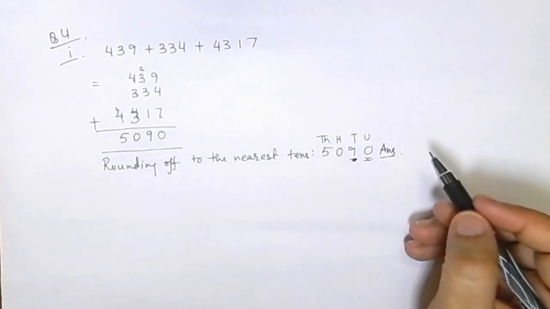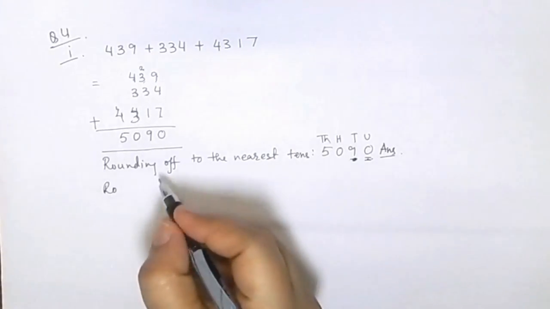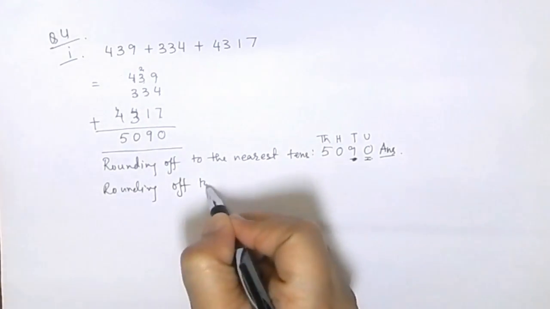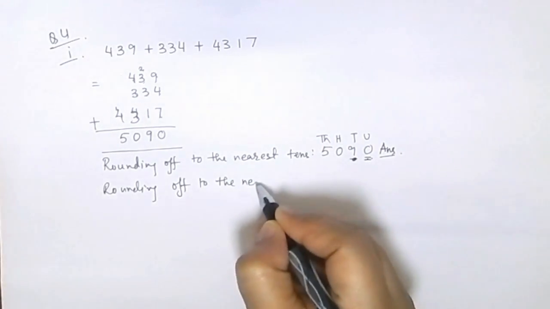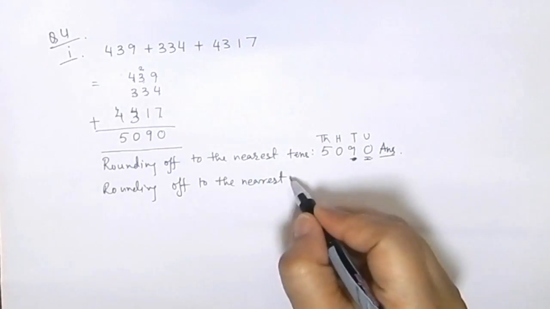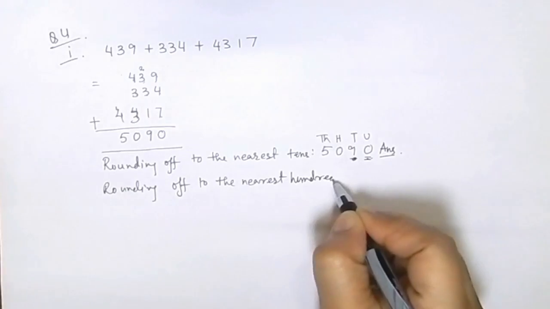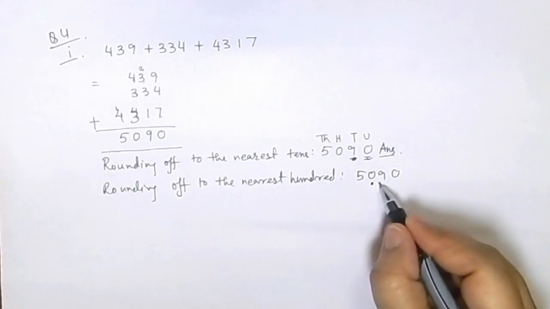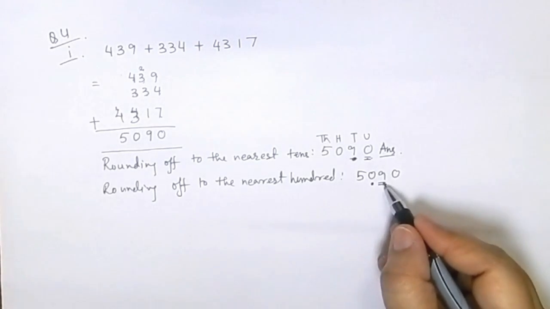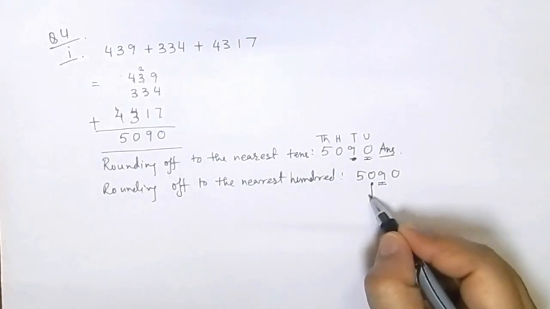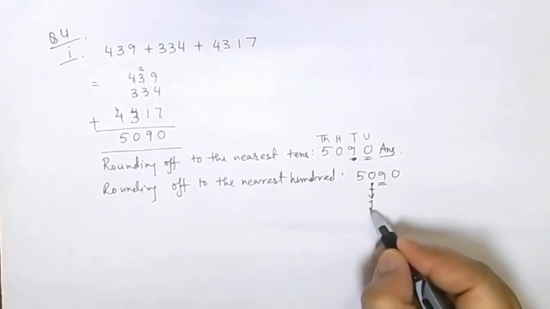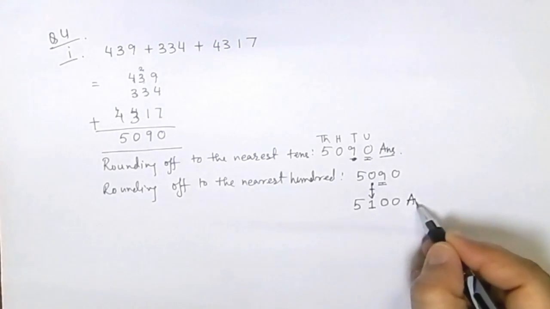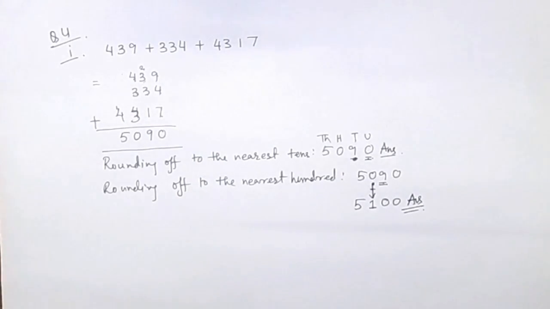But when rounded off to the nearest 100, let's see what is going to happen. 5090. This is the hundreds place. So I'm going to check the right hand side digit. This is 9, so it's more than 5. So this will increase by 1. So this becomes 1 and the right hand side digits become 0 and the left hand side digits remain the same. So the answer is 5100.